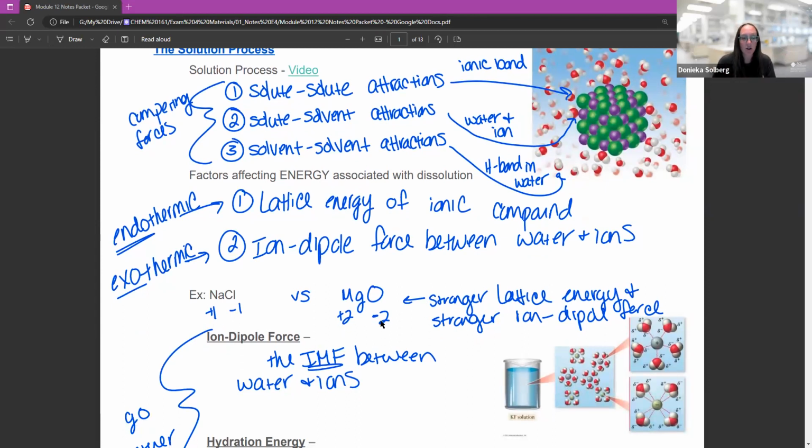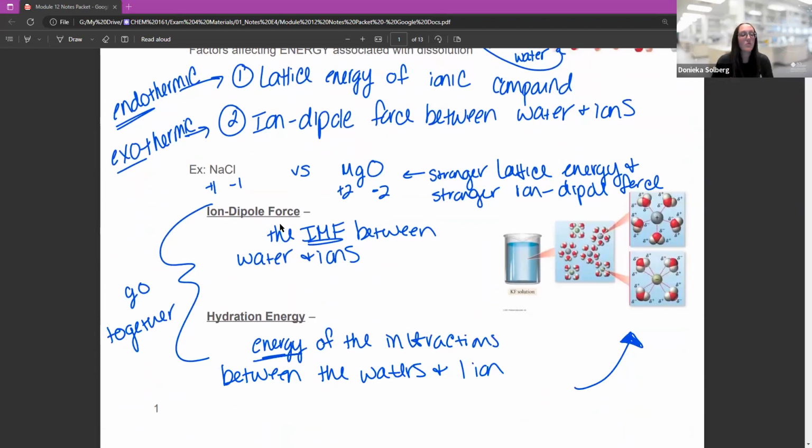If it's got stronger attraction, so +2 -2 versus +1 -1, it's going to have a stronger lattice energy, but it's also going to have a stronger ion dipole force because of those attractions. So the ion dipole force is the intermolecular force between the water and the ions, as we've said. And then you might have heard this term hydration energy before, or if you read the text, it talks about hydration energy, and that's the energy of the interactions between the waters and the ions. So it's the energy associated with the ion dipole force.